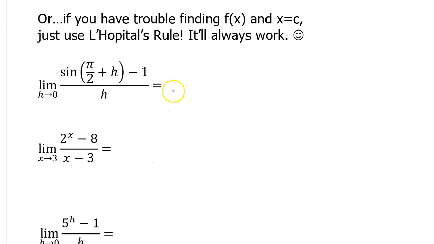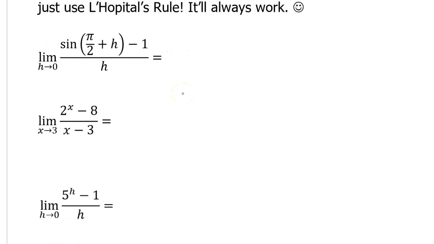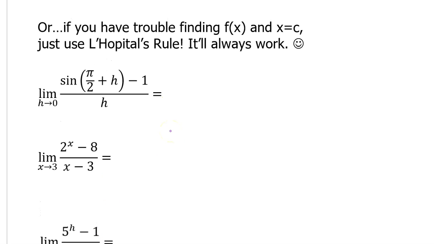Later in the unit, we're going to learn something called L'Hopital's rule, which is another way of evaluating the same three limits we just did. I'm going to preview L'Hopital's rule for you today.